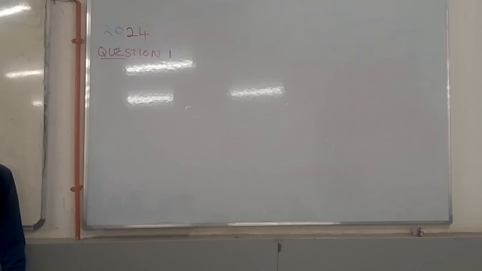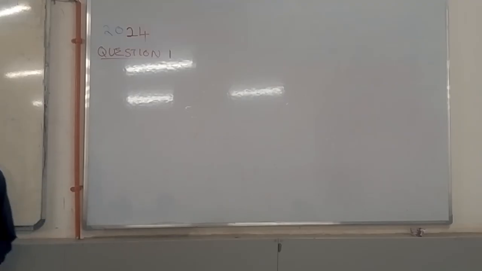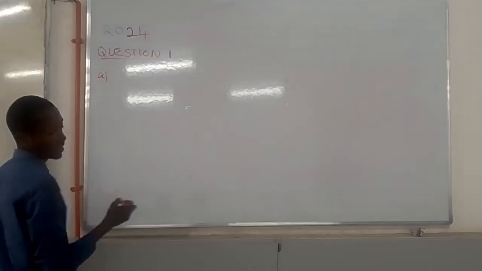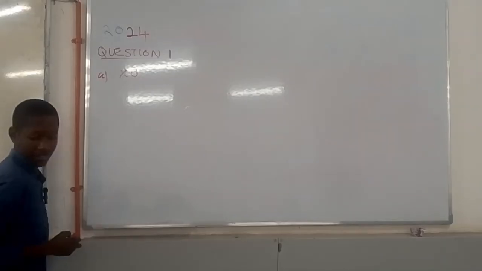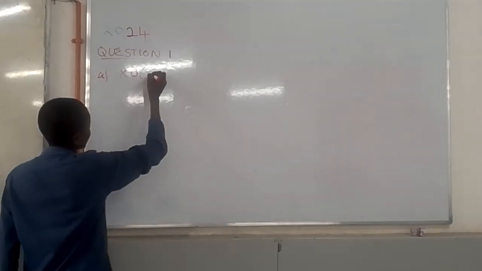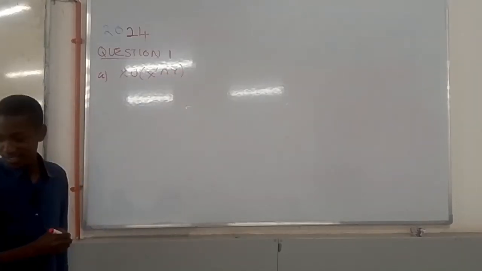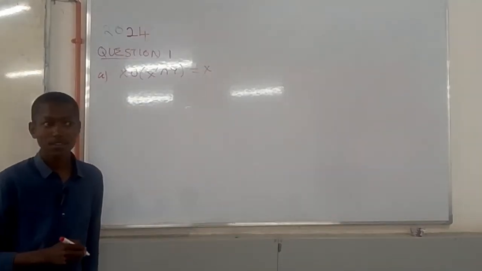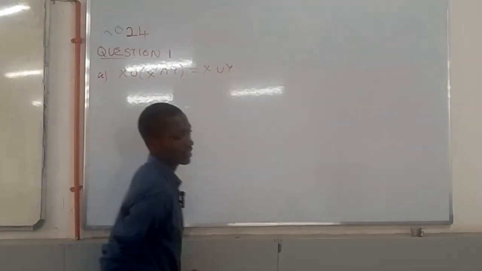Okay, have we found the paper guys? Okay, so the first question is that using associative and distributive properties of sets, show that X union X complement intersection Y is equal to X union Y.